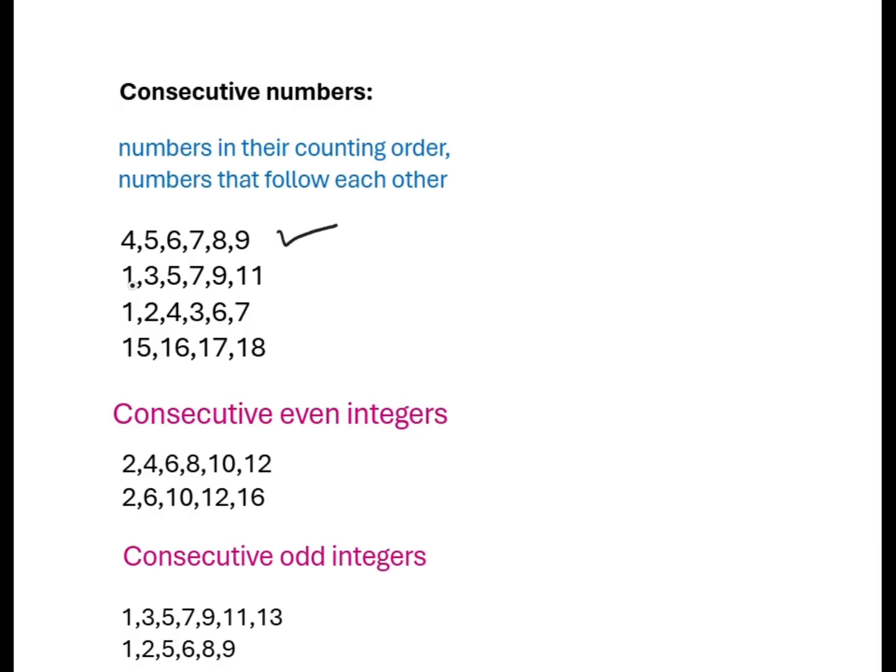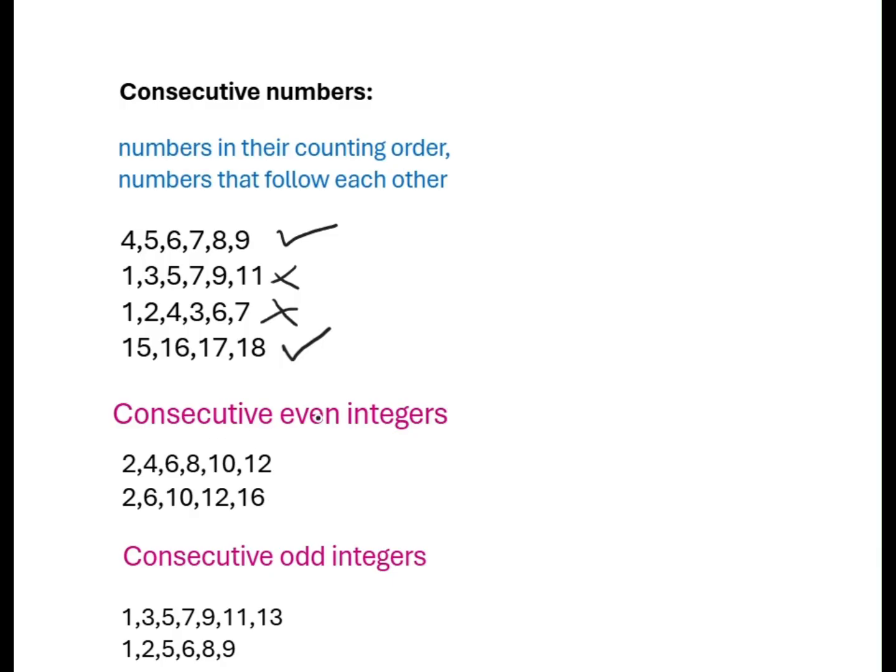And next one is 1, 3, 5, 7, 9, 11. These do not come one after another, so they are not consecutive numbers. 1, 2, 4, then 3 that should be here is coming now, 6, 7, so they are also not in sequence, so they are also not consecutive numbers. 15, 16, 17, 18, these are coming in proper sequence one after another, so this is also a consecutive number.